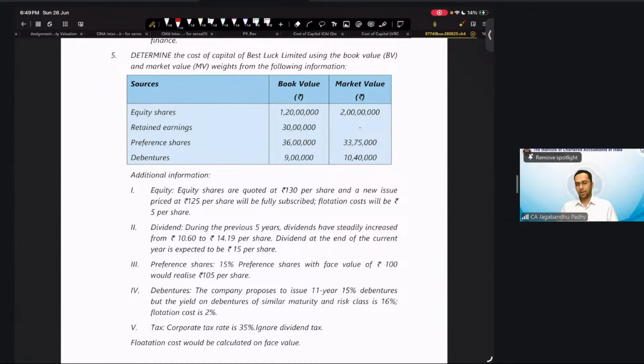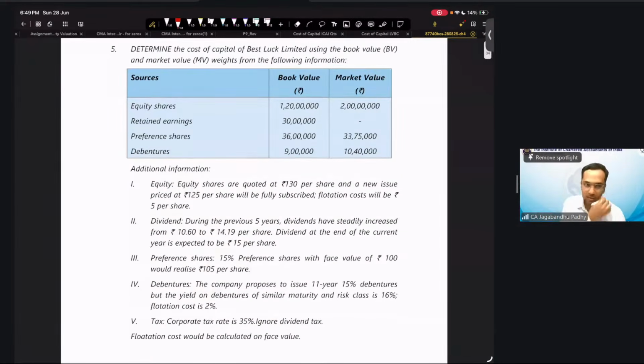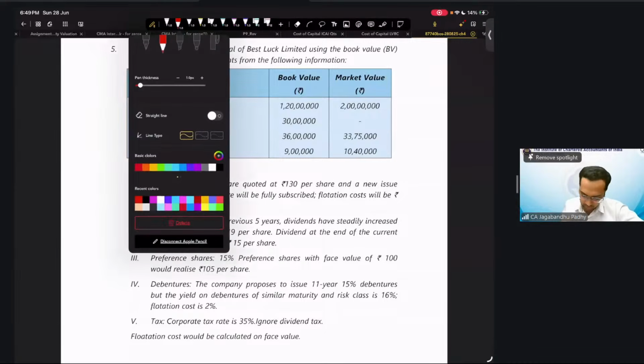Determine the cost of capital of Best Drug Limited using the book value and market value. So I need to calculate first the individual cost of capital. Okay, so let me give you the guidance and then we can start the discussion for this.